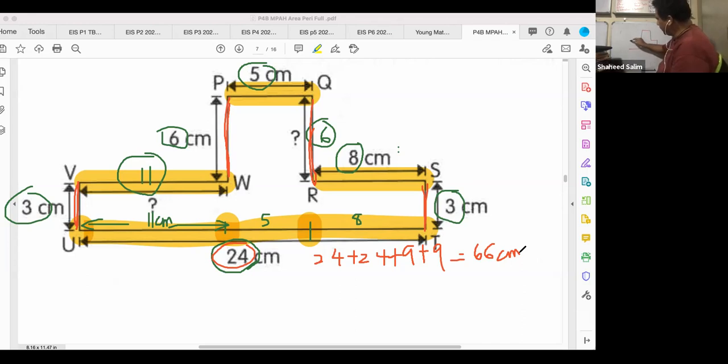Okay, watch. I am going to bring this blue one here. I use another color, I use black. Now the blue one no more. You cannot see.